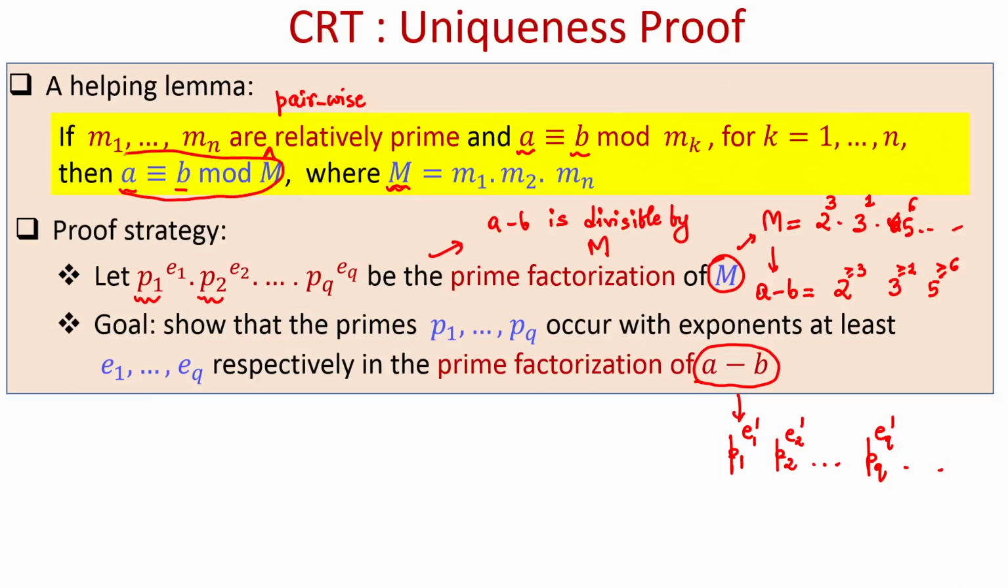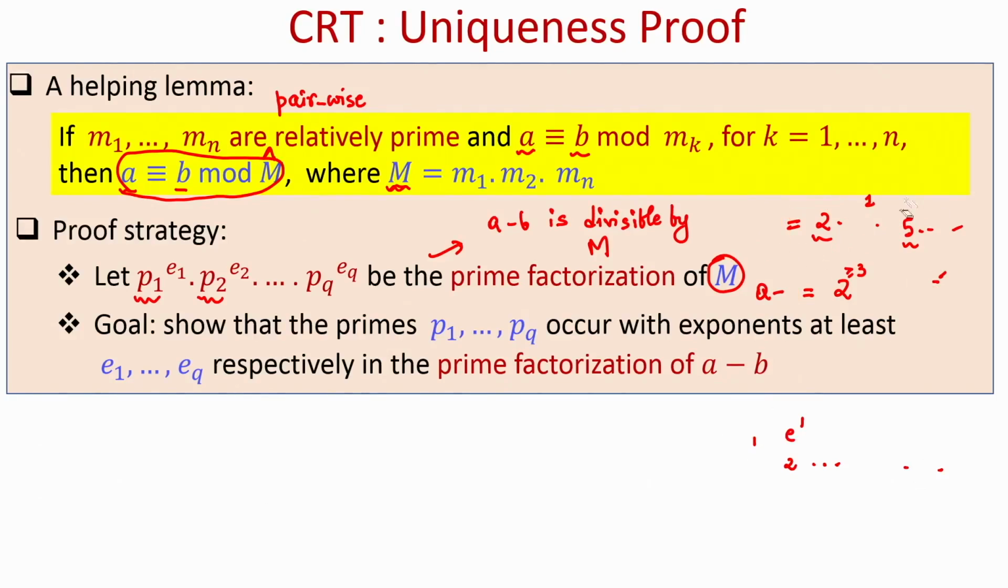I want to show a is congruent to b modulo m, and remember an equivalent definition of congruence is that if a is congruent to b modulo m, then that also implies a minus b is completely divisible by m. So, if I can show that each of the prime factors involved in the prime factorization of m are also involved in the prime factorization of a minus b, with at least the same powers with which they were appearing in the prime factorization of m, that means a minus b is completely divisible by m, and that is what the proof strategy will be. Okay.